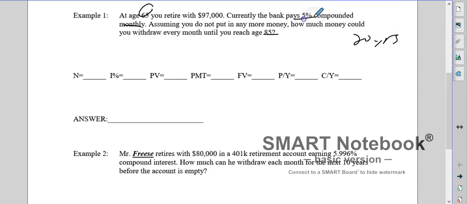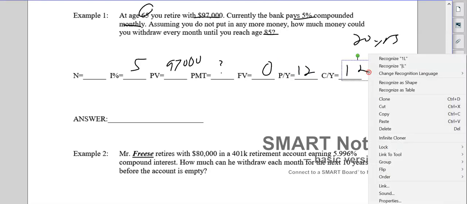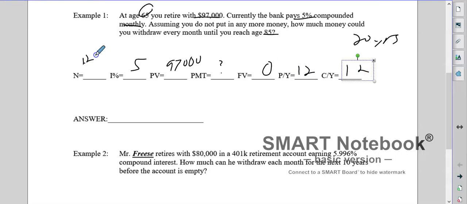Okay, here's our interest rate, our amount. Our interest rate is easy, that's 5%. Numbers are hard. The present value is the $97,000. We're trying to figure out the payment. The future value is 0 because basically we're going to borrow all of our money and end up with $0. Then it's monthly, so that's 12 and 12. Now n is going to be again that 12 times the 20 years. So that's 240.